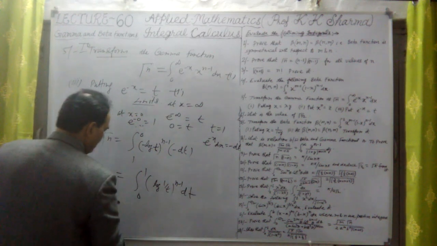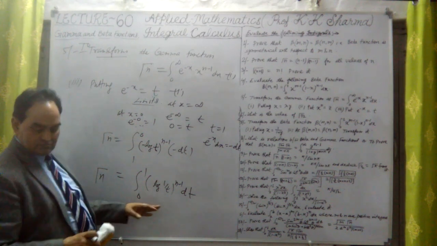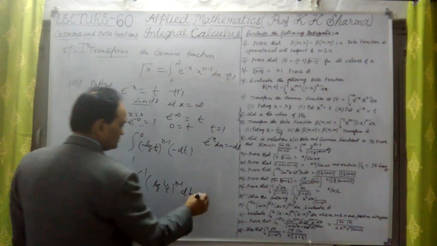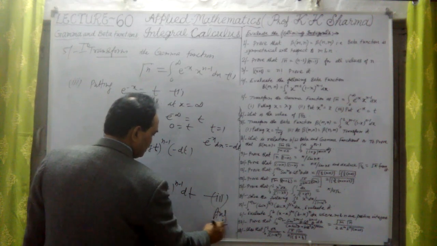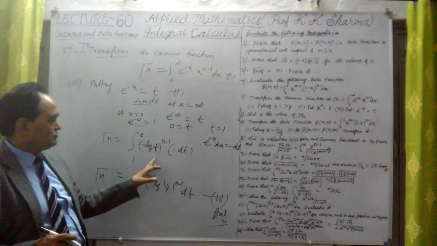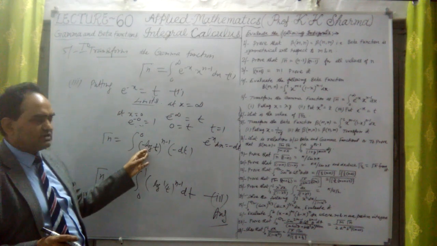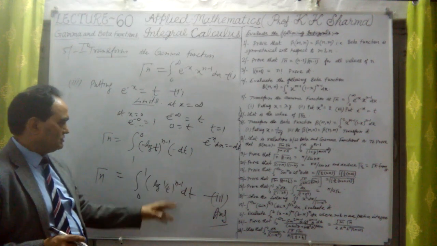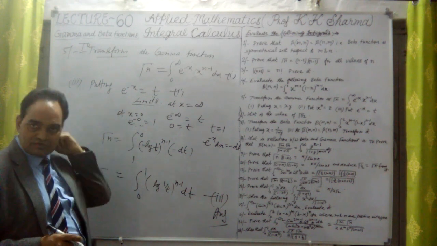This is what we call gamma n, the third transformation. This is the third answer: log 1 upon t whole power n minus 1. The value of x is log 1 upon t. We can write minus log t, or log 1 upon t whole power n minus 1. This minus sign has changed the limits, by the property of definite integral.